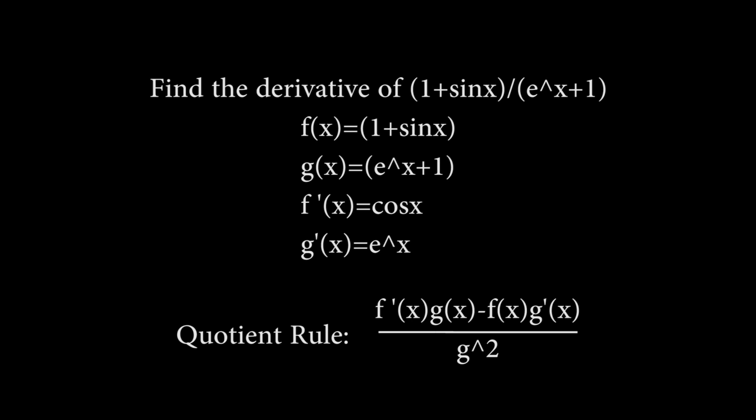Yes, we're going to be finding the derivative of 1 plus sine x over e to the x plus 1 with the quotient rule. Earlier in the song, the product rule was outlined as fg prime and f prime g, because later in the song, when the quotient rule was mentioned, you put the negative sign before fg prime, and then put g squared in the denominator to get the answer. Now that you have your f, g, f prime, and g prime, you can plug in and get your answer.